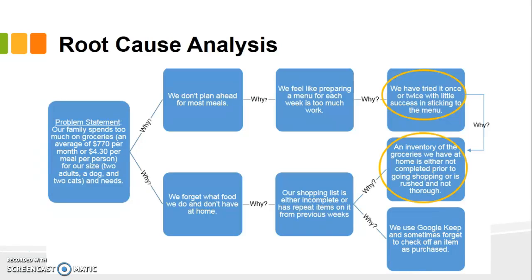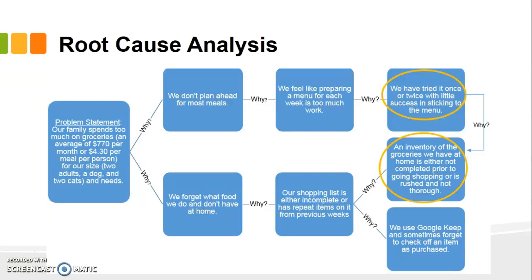Looking at the 5 whys here, you can see that we came up with two root causes which are circled, and they're pretty related. The first one is that we don't stick to a weekly menu, and the reason for that is typically that we don't have everything that we need at home. And that's because of the inventory that we perform. It's usually either not completed or not done very well. We usually rush through it right before we have to go grocery shopping. So you can see here that the two root causes are no use of a weekly menu and a bad inventory system at home.